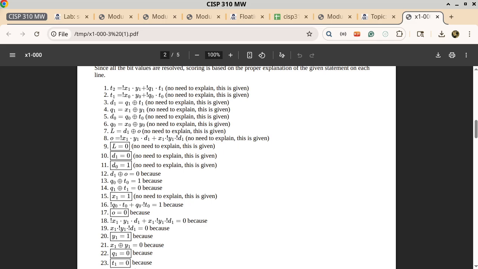21 is, so the way I would look at this is to ask, what is x1 exclusive or with y1? That's actually q1. It is related to q1. Yes.